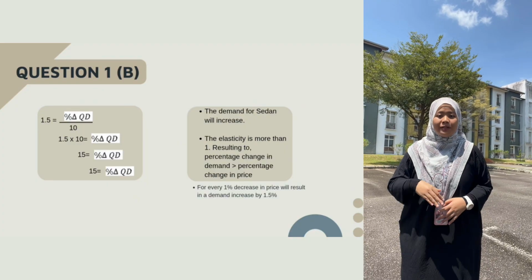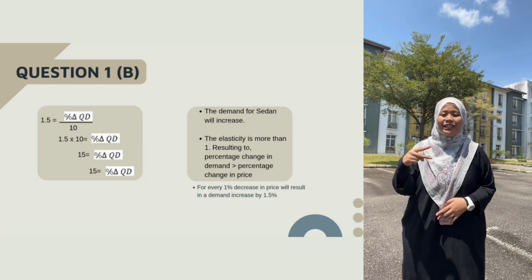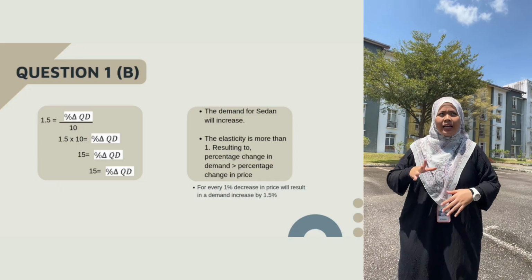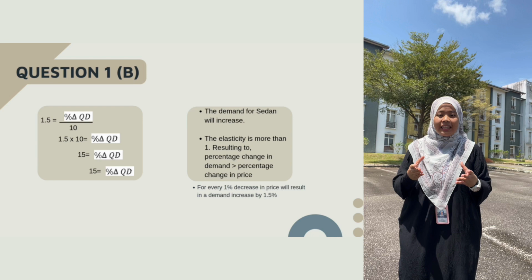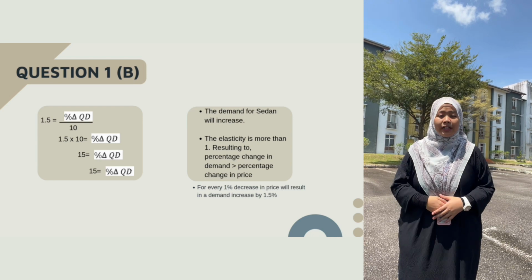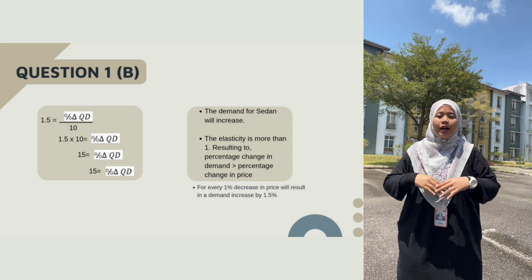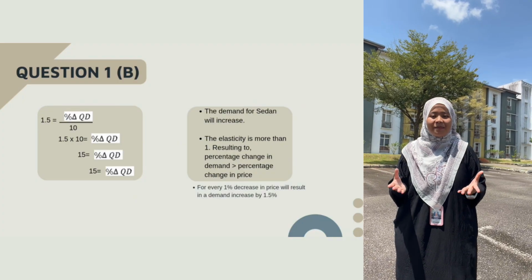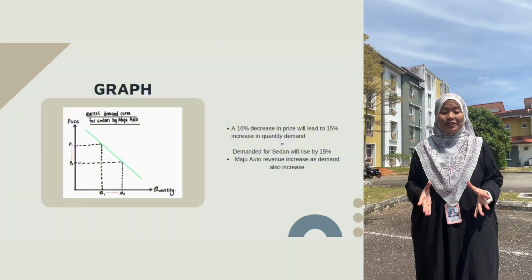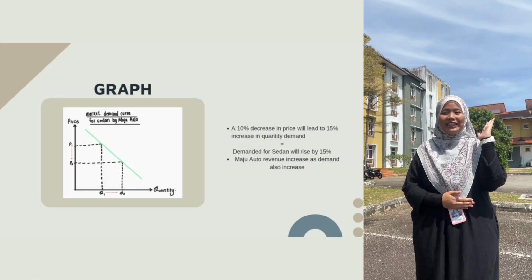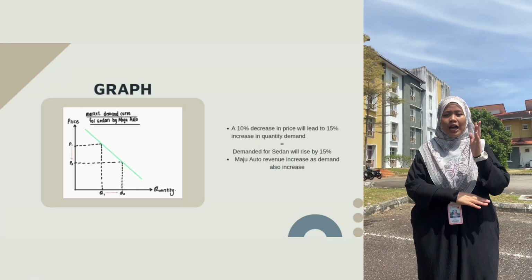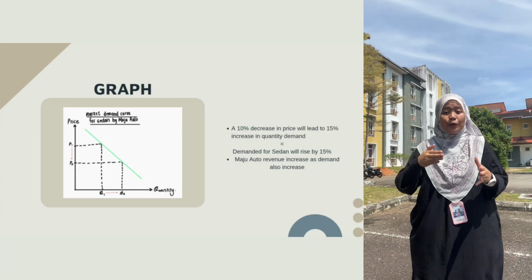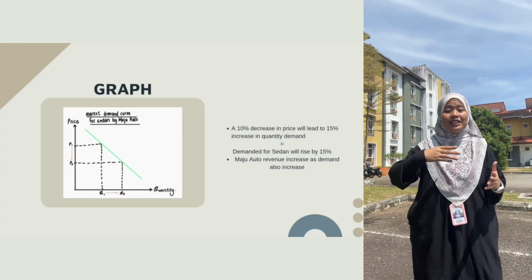It shows that the percentage change in quantity demanded is greater than the percentage change in price. The PED is 1.5. It is more than 1, meaning it is elastic. So a 10% price reduction will lead to a 15% increase in quantity demanded of the sedan. The graph shows price on the vertical axis while quantity demanded is on the horizontal axis. The demand curve is downward sloping, showing that as the price decreases, the quantity demanded increases.